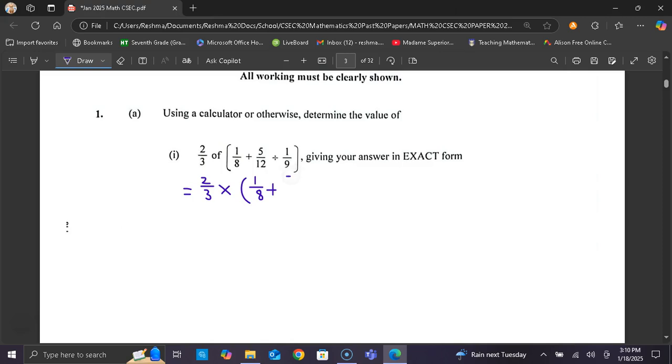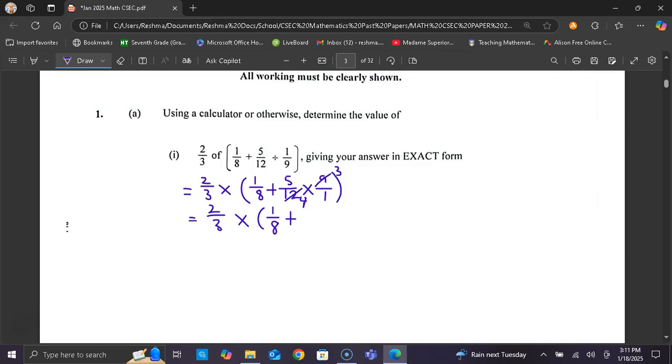1/8 plus 5/12 divided by 1/9. Now when you divide by a fraction, of course, you have to invert and multiply. So we're going to invert the 1/9, so it becomes 9/1. So let's see what we can cancel here. So we have 5/12 times 9/1. So we can divide both numbers, 12 and 9, by 3. So 3 into 9 will be 3, and 3 into 12 is 4.